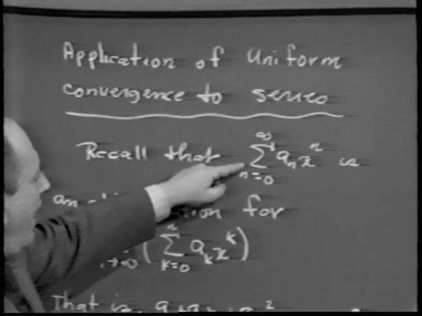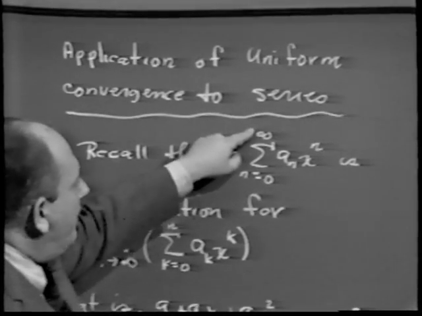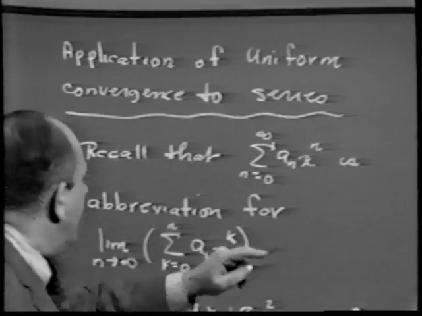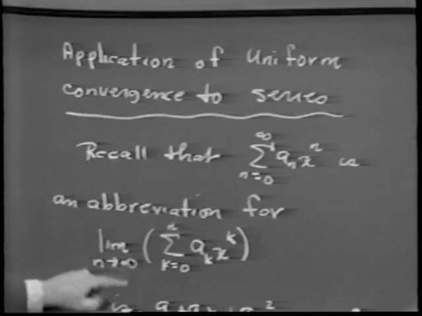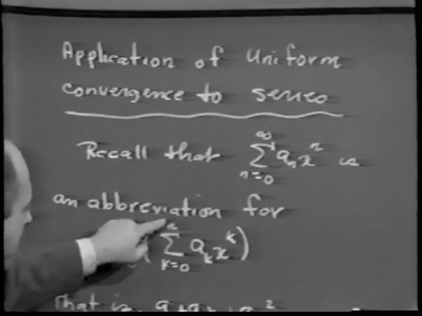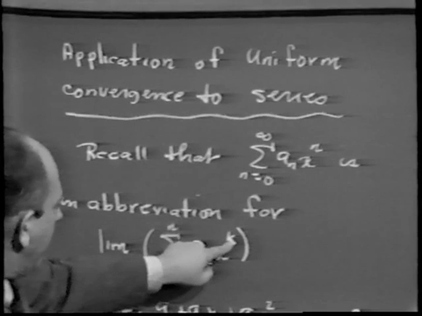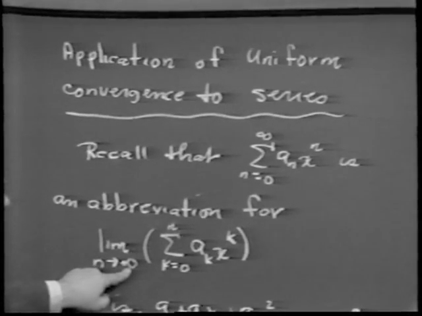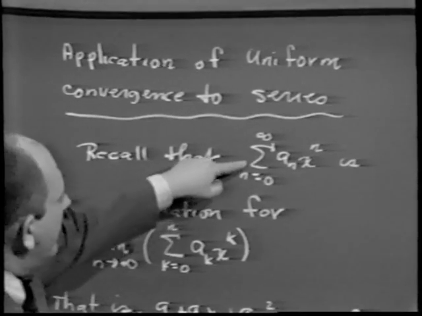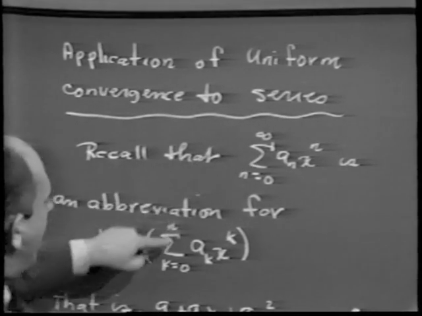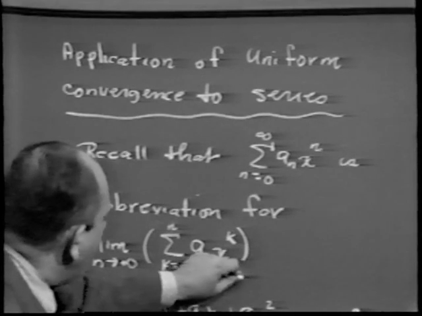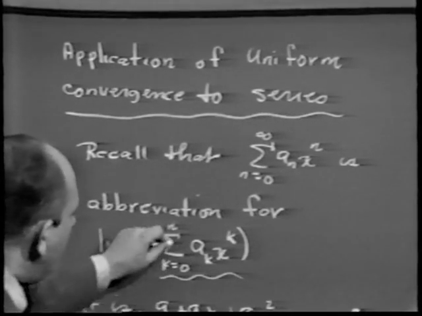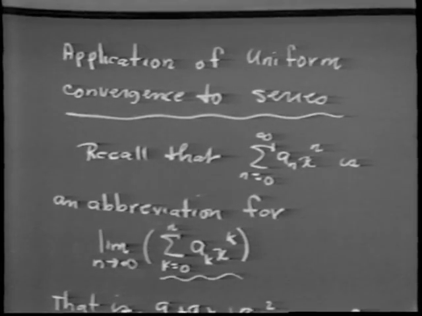Recall that when we write summation n goes from 0 to infinity, a sub n x to the n, that's an abbreviation for what? A polynomial, k goes from 0 to n, a sub k, x to the k, as n goes to infinity. In other words, recall that the sum of the series is a limit of a sequence of partial sums, and this is the nth member of that sequence of partial sums.